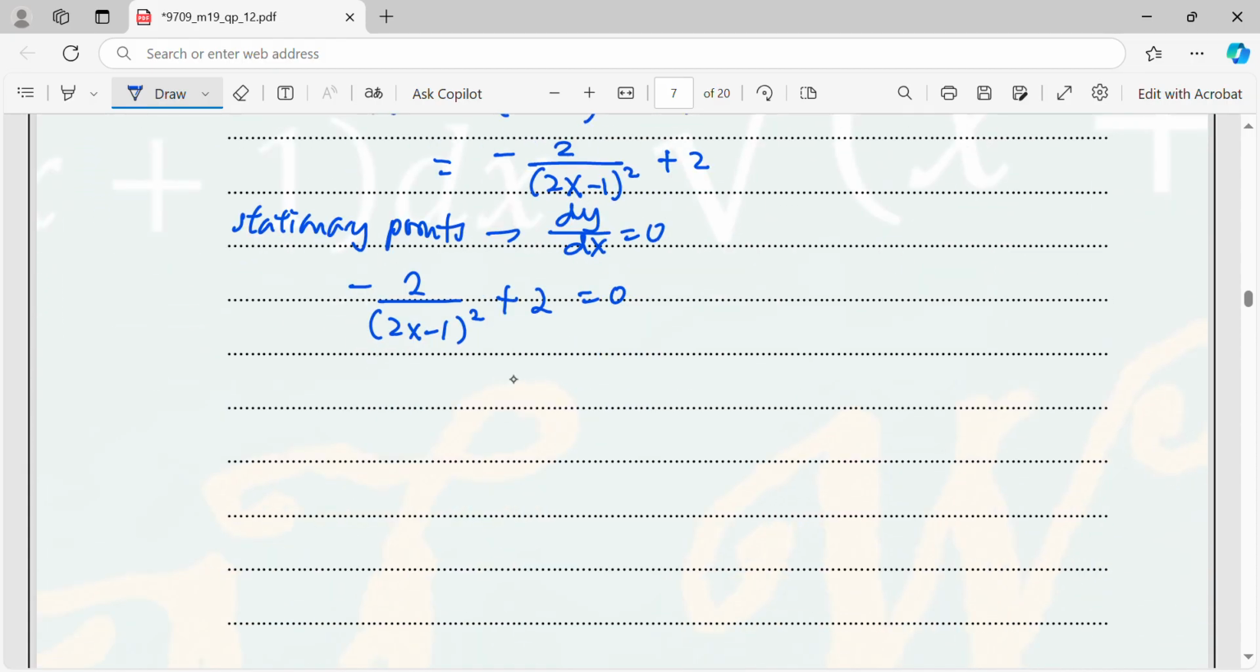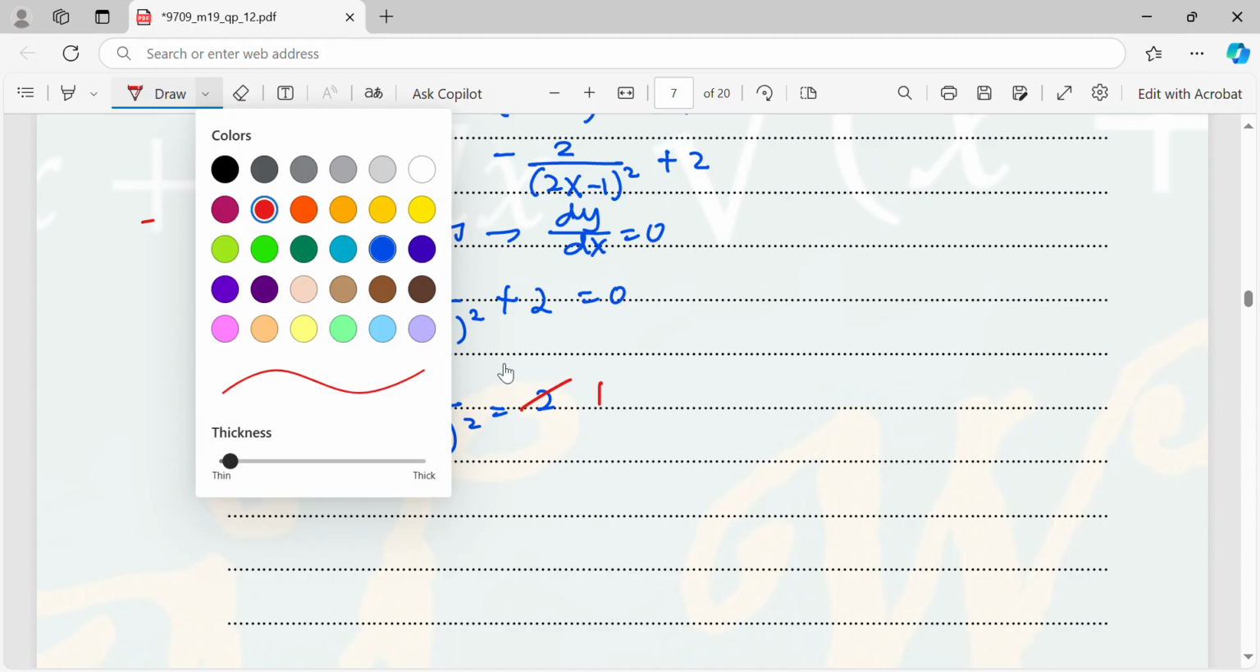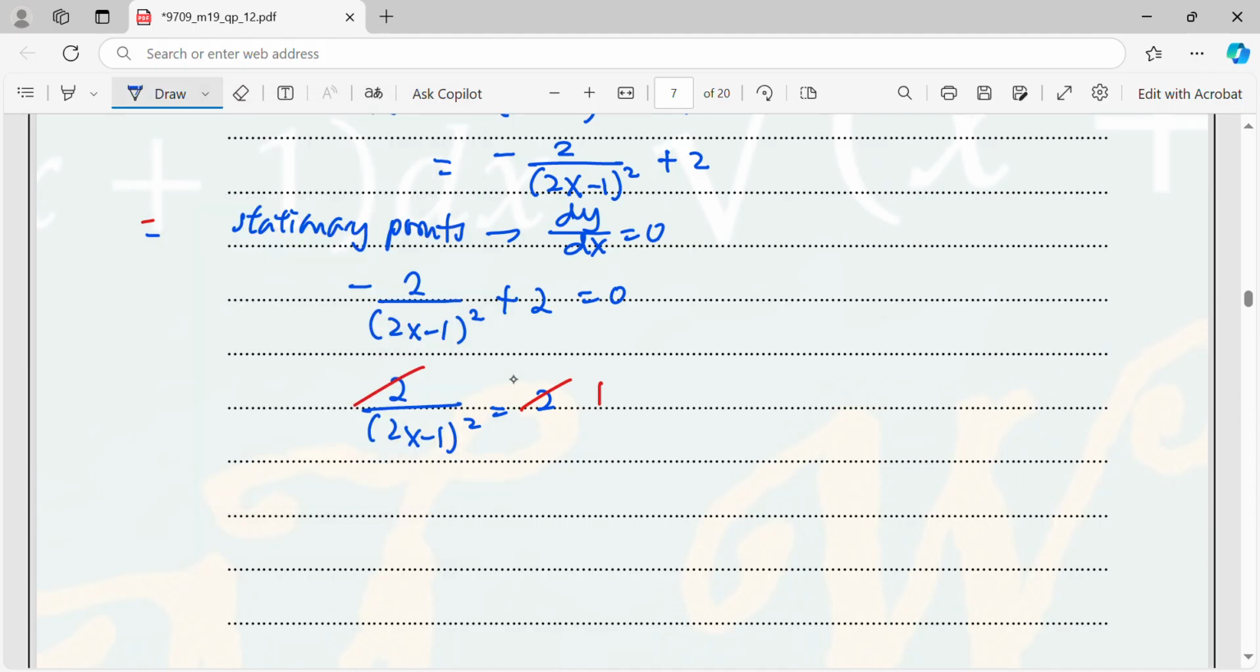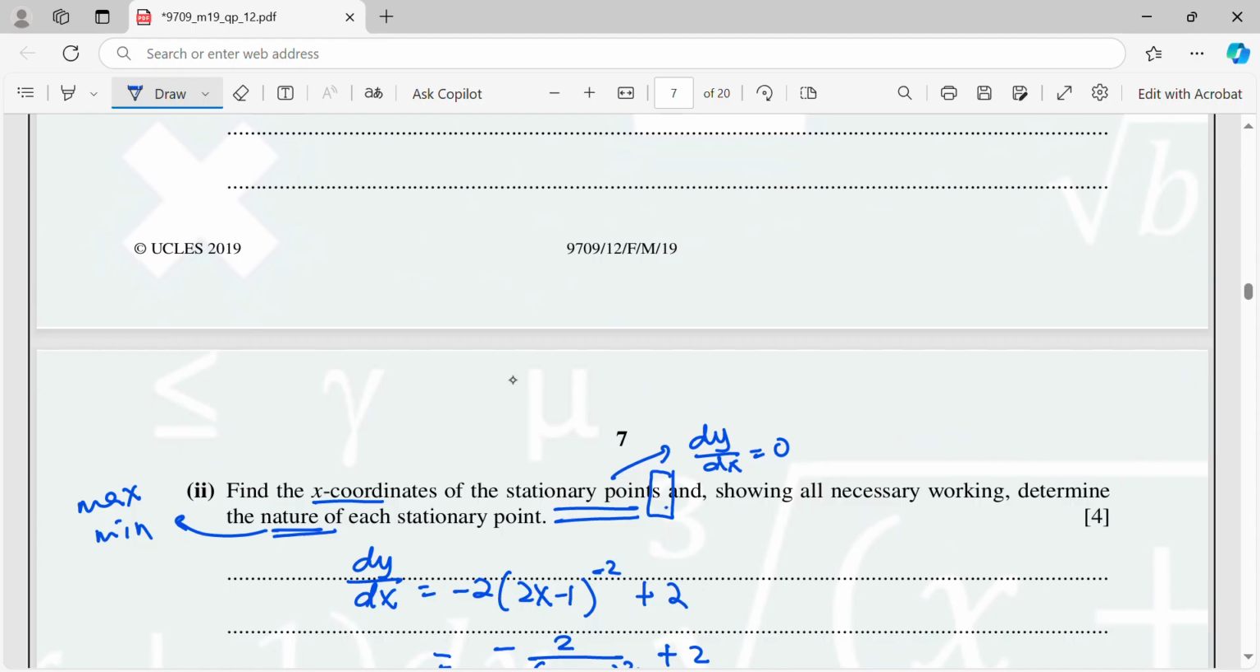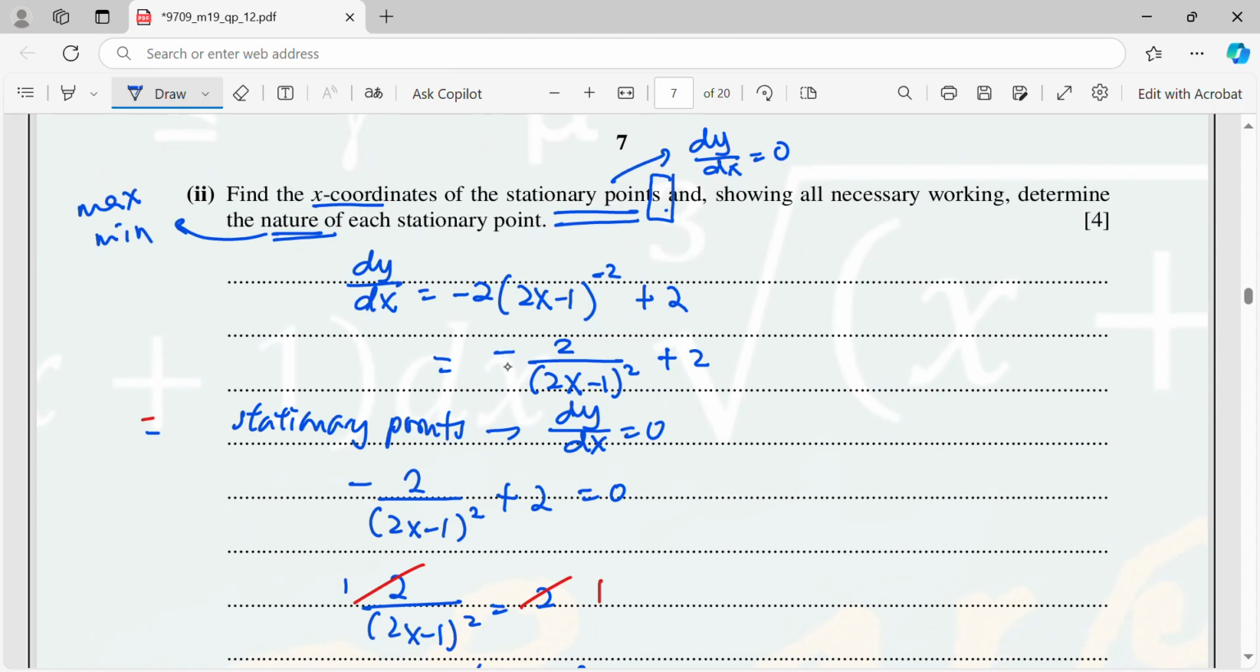So the minus value, you can just move to the other side. Therefore, I will get 2 over (2x minus 1) squared equals positive 2. Then from here, the 2 can be cancelled off from both sides, so it's like you are dividing the whole equation by 2. Then the denominator will be moved to the other side, so I will be getting 1 equals (2x minus 1) squared. Now, you can either do quadratic expansion to solve for x, because it's mentioned stationary points, right? So you will be getting more than one x here.